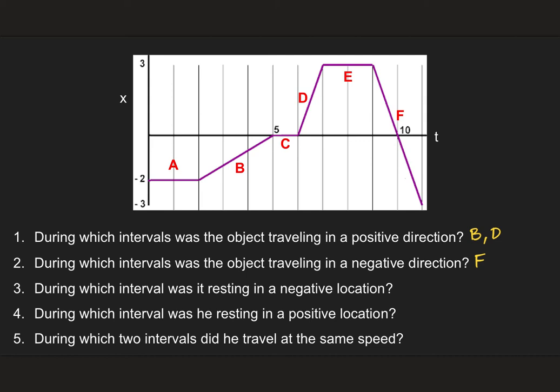During which interval was the object resting in a negative location? Okay, now there's 2 kind of tricks here. This word resting, that's very important. That word resting means velocity is equal to 0. And I don't have quite enough to put the hat on. There it is.